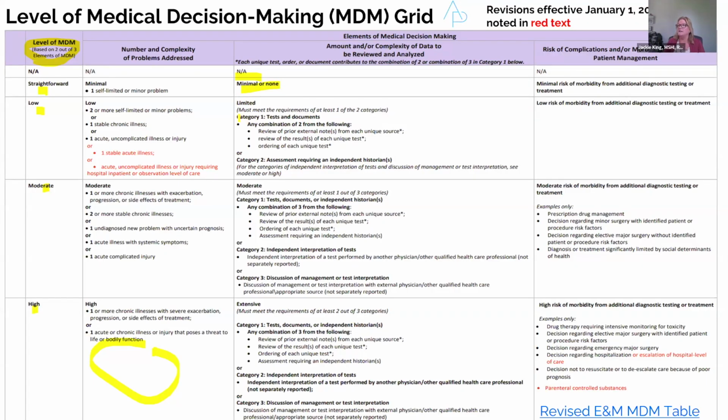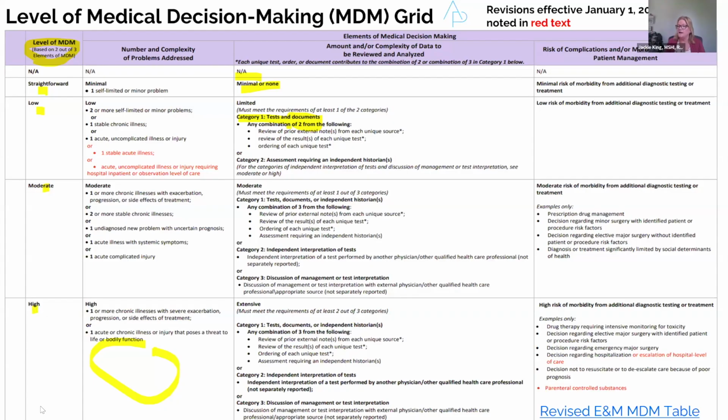There's 2 categories in there. There's category 1, which includes tests, reviewing of tests or ordering tests and documents. Those would be any combination of 2 from reviewing each outside note or each unique test, reviewing and ordering. And here's a tip. If they review and order a test in the same encounter, that counts as 1.